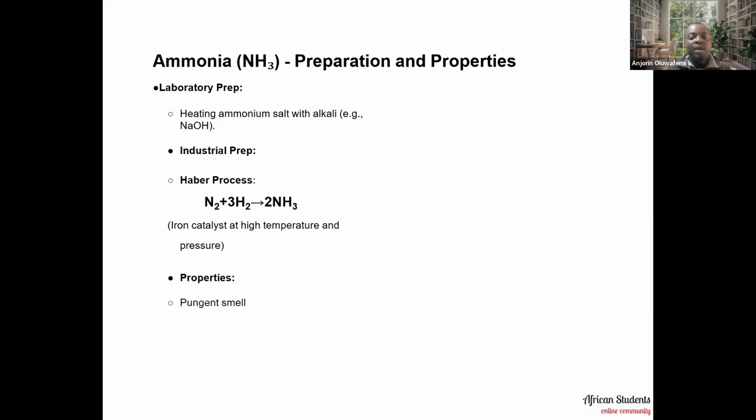Number one is that ammonia has a pungent smell. For some of us that have worked with ammonia before, we know what the smell is like. Also, it turns red litmus paper blue, showing that ammonia is alkaline. And it's also very useful in fertilizers. It's a major component of fertilizer. It's very useful in the production of fertilizer that aids our crops and agricultural processes.